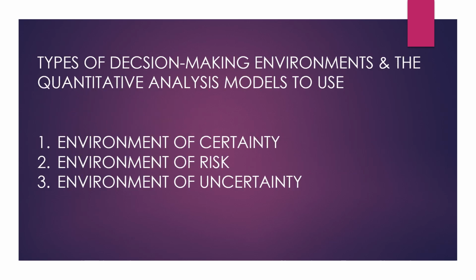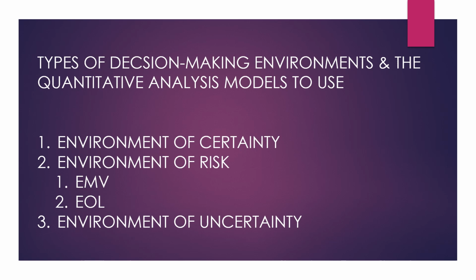So here we have the three environments. When we say environment of certainty, we are certain of what will happen, whether it is favorable or unfavorable. In an environment of risk, there's a probability of this event occurring, and the remaining probability is that of the other event occurring. Environment of uncertainty is really unknown. You don't know the probabilities. We need to make assumptions.